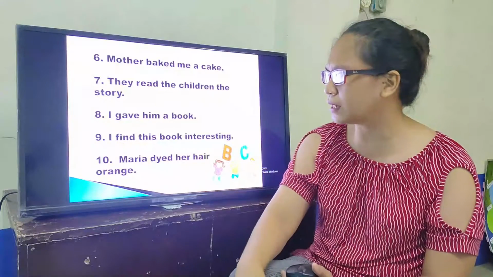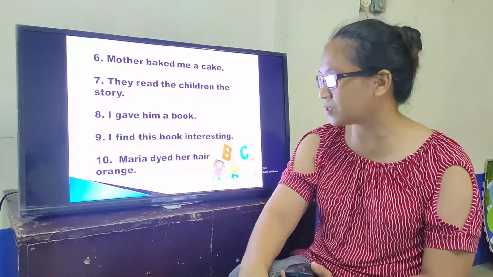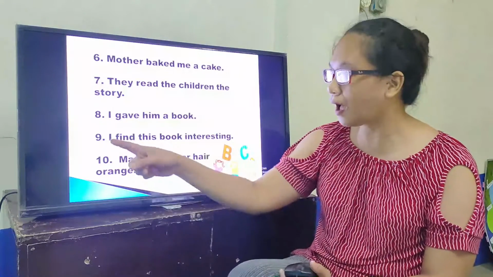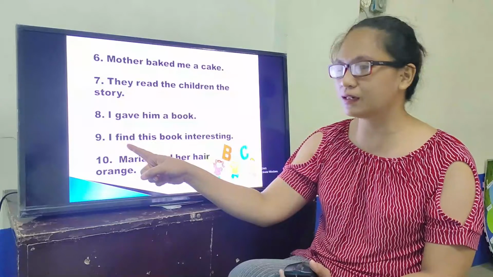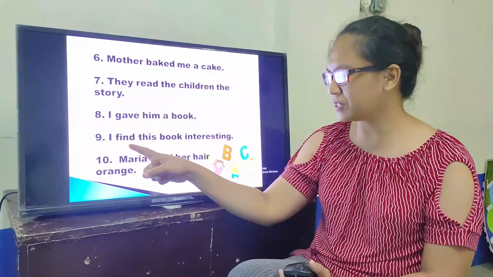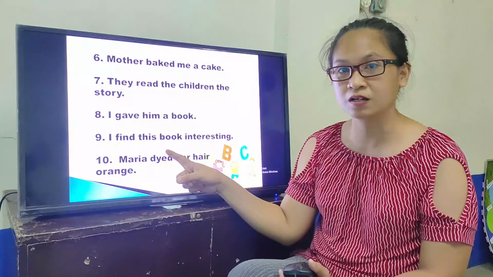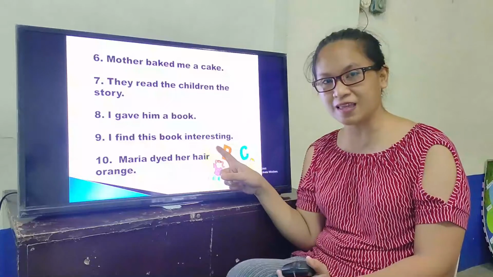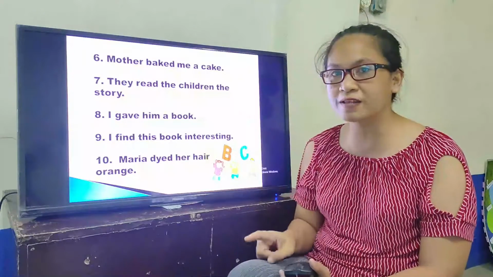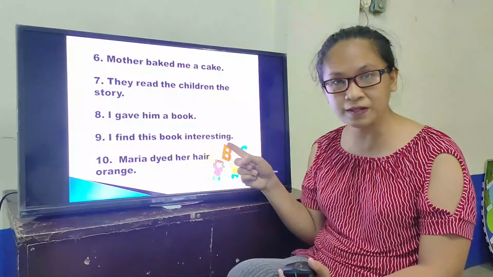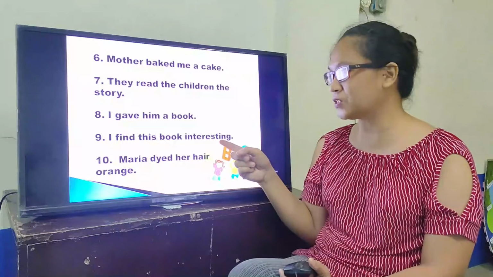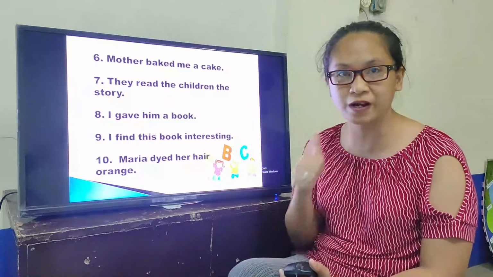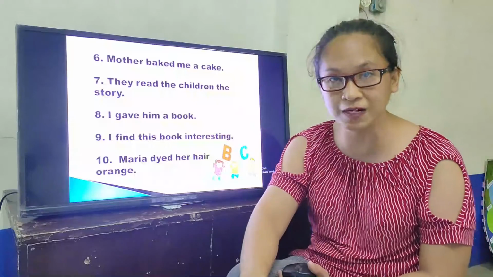All right, what about this one? I find this book interesting. Again, I find this book interesting. I is the subject. Find is what? Find is the verb. What about this one? Book. Okay, book is the direct object and interesting is what? That's the object complement. Now let's try to find out if it's an adjective or a noun. Okay, so interesting is a describing word. So definitely this is an adjective. Very good. Now let's have the last one, okay?